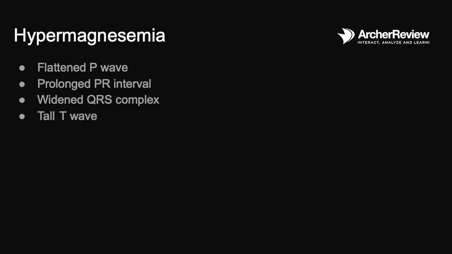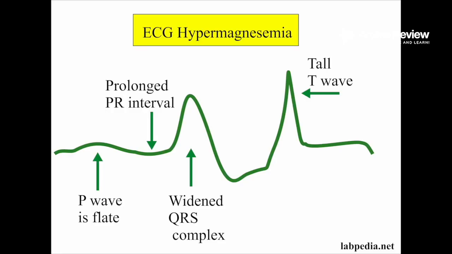Let's take a look at what that looks like on an EKG quickly. So there we go. First thing you notice is the flattening P wave with a prolonged PR interval. That space between where the P wave ends and the QRS complex starts is much, much longer than it should be in a normal EKG complex. You also see a widening QRS complex instead of a really tall, narrow, sharp QRS. It's wide and kind of sloping, and then we see our tall T wave at the very end like we talked about. So this is the hypermagnesemia picture, too much magnesium.